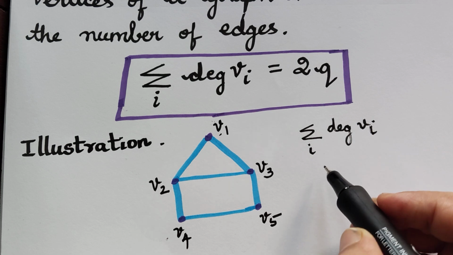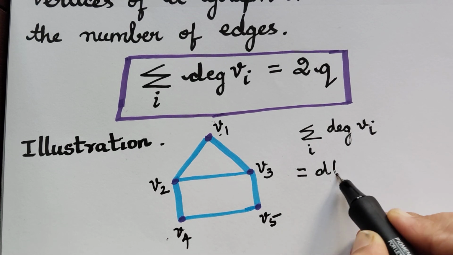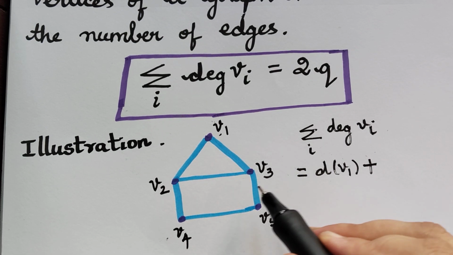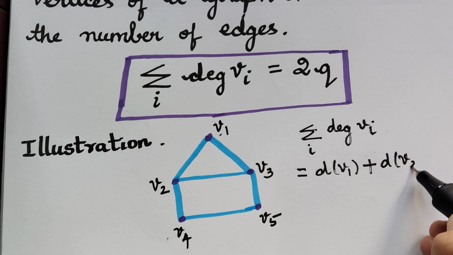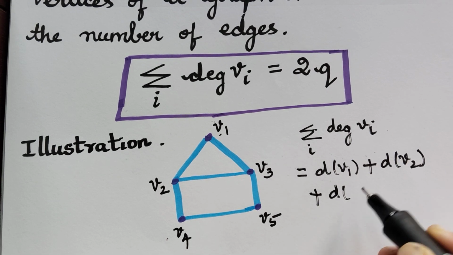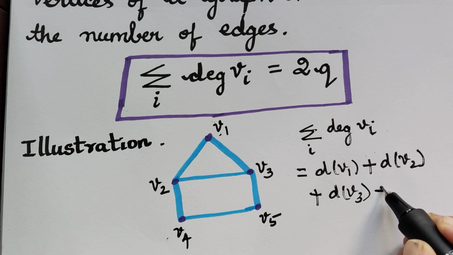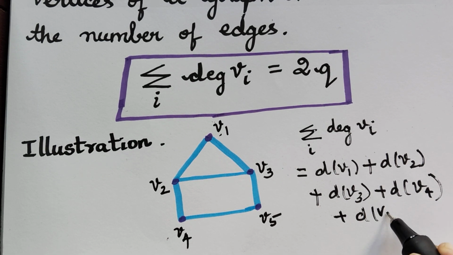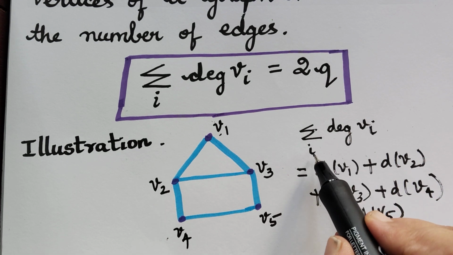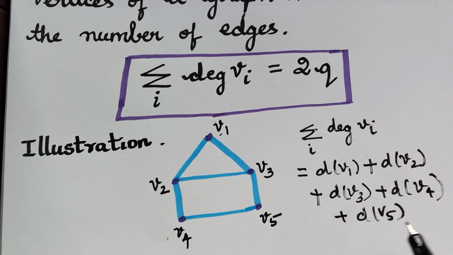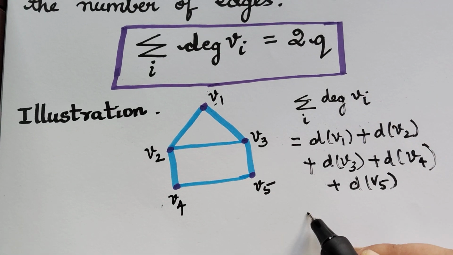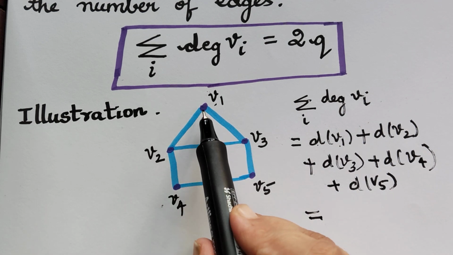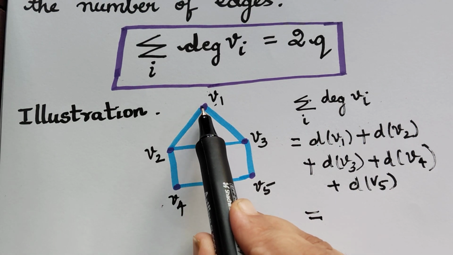So first if you consider V1, this will be equal to degree of V1 plus, because it is summation, we have to add up, and the next value of i is 2. So degree of V2 plus degree of V3 plus degree of V4 and then plus degree of V5. Since we have 5 vertices, the value of i goes up to 5, and so we have to add up the degree of each vertex and see what we are getting. So this will be equal to, what is the degree of V1? The degree of V1 is the number of edges incident with V1.